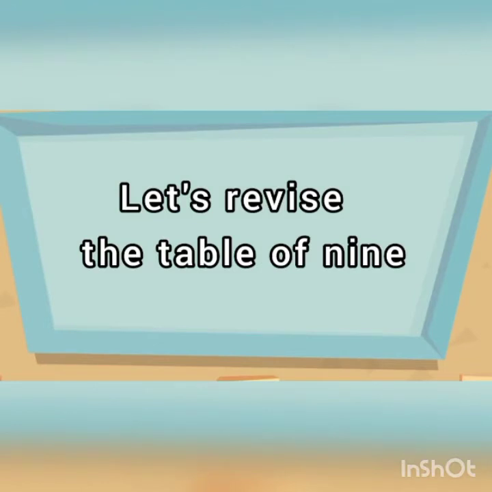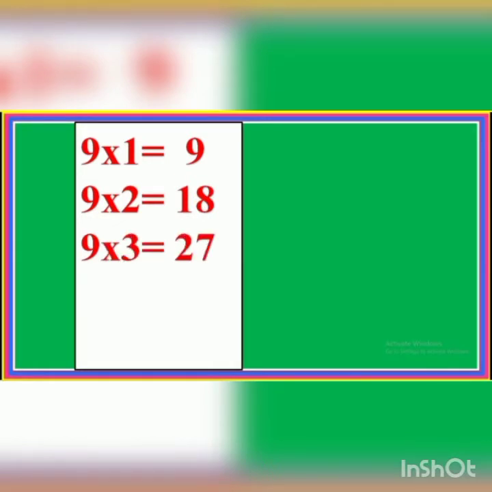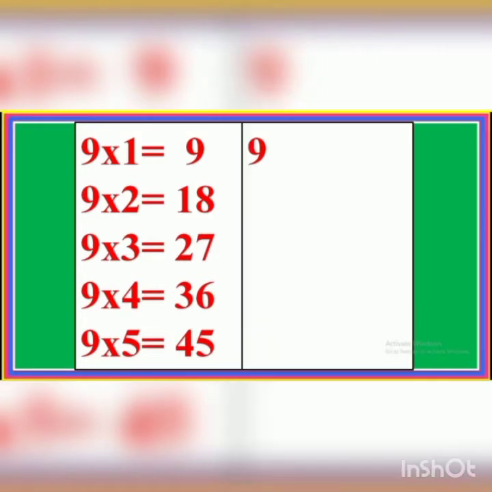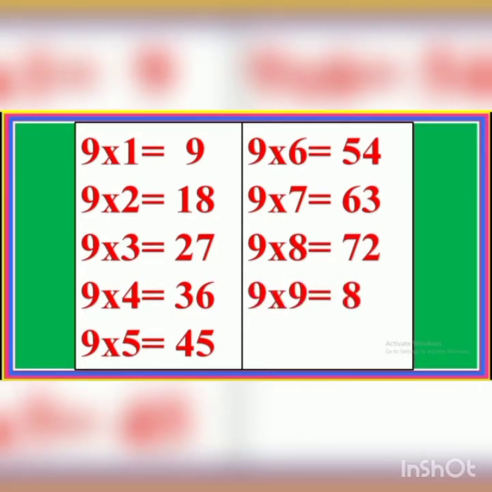Now, let's once again revise the table of 9. 9 1s are 9. 9 2s are 18. 9 3s are 27. 9 4s are 36. 9 5s are 45. 9 6s are 54. 9 7s are 63. 9 8s are 72. 9 9s are 81. 9 10s are 90.